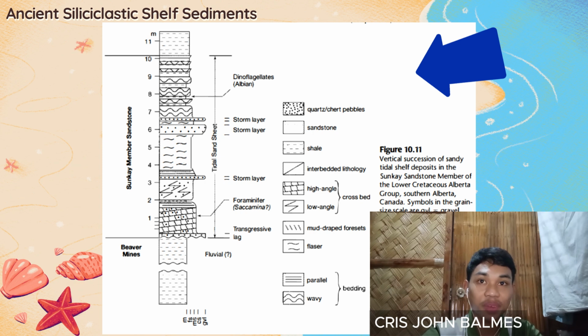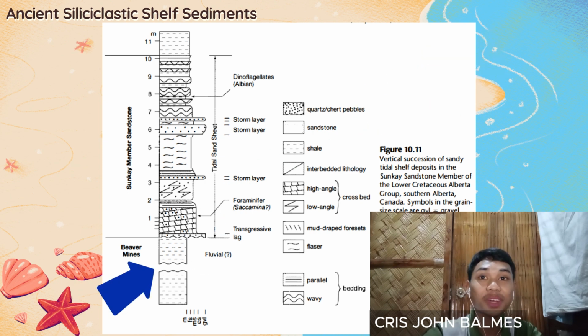Now, can you spot the Beaver Mines Formation? That's right. This is the Beaver Mines Formation, where the sandstone unit rests, and it also has that erosional sharp base like Banerjee describes. The member consists mainly of sandstone, with a thin lag gravel deposit at the base and a few thin interbedded conglomerate layers interpreted as storm layers.